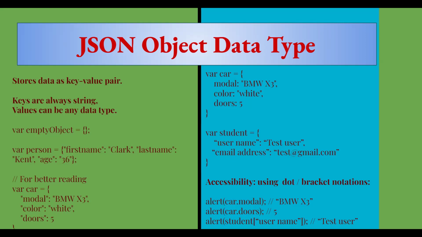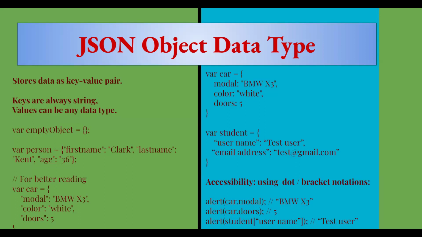We have keys in quotes. For example, first name, last name, age are in quotes. But you can omit or remove the quotes around a name if the name is a valid JavaScript name. That means quotes are required around keys having a space or hyphen or any symbol in the name, but quotes are optional for single names. So the car object in the above example can also be written as where model, color, doors are not in quotes.